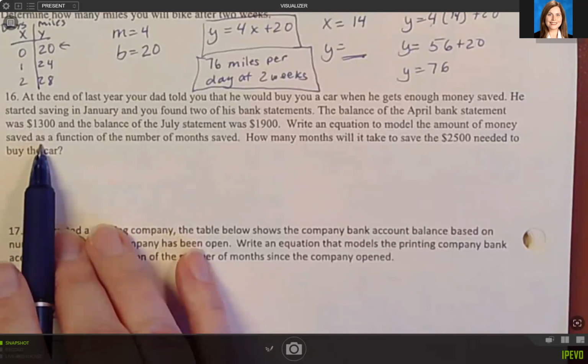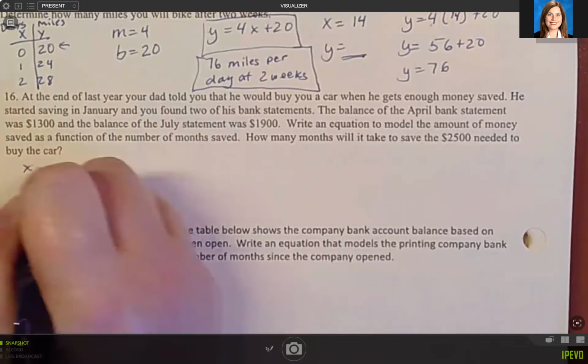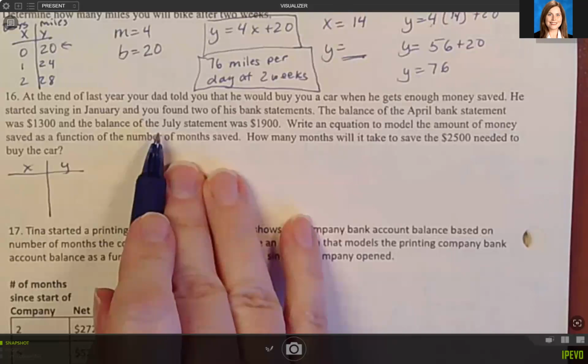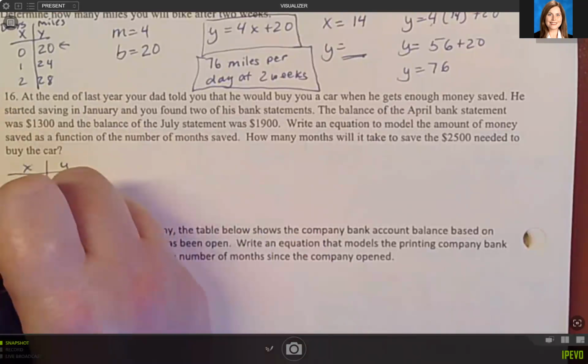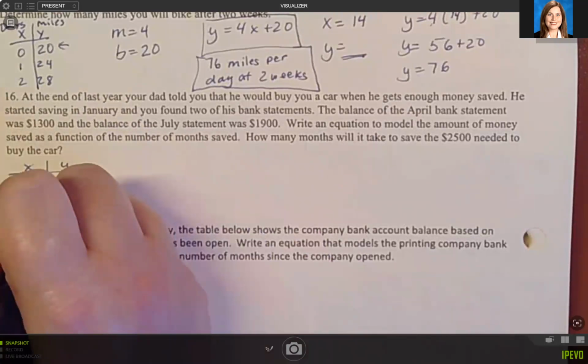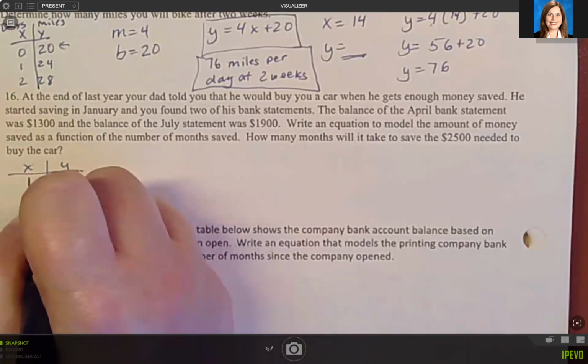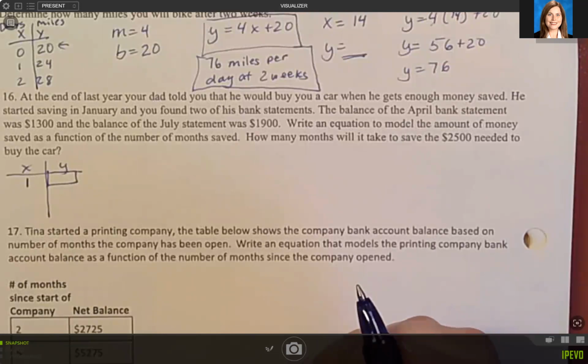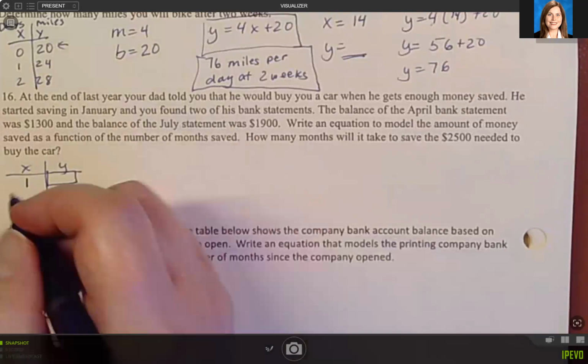Okay, so January is our starting point. So x, y. We're going to call January our first month, our starting point, and I'm just going to call that 1, and we're going to solve for this value right here. Write an equation to model the amount of money saved as a function of the number of months saved. How many months will it take to save the additional $2,500 needed to buy the car?